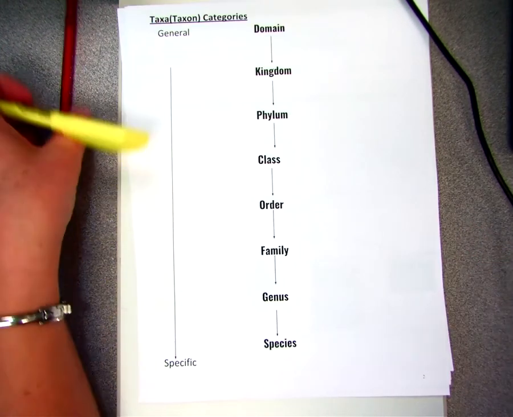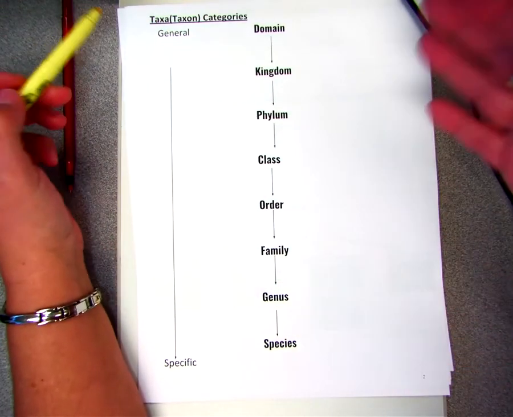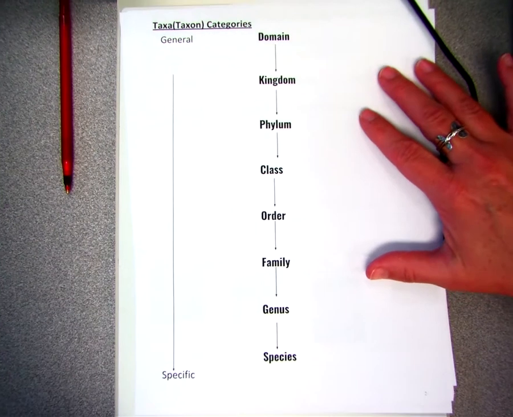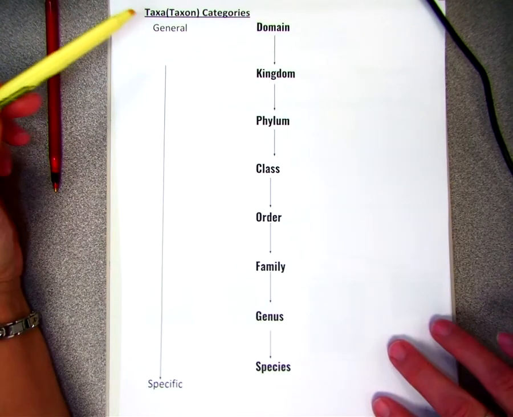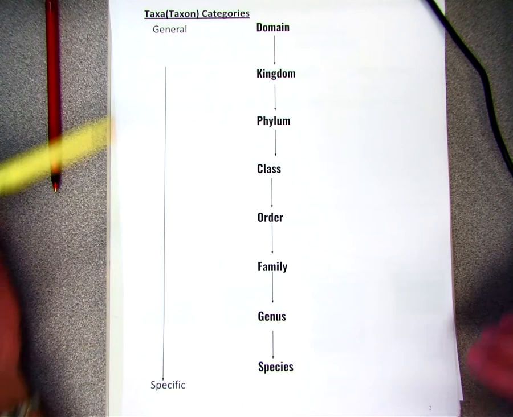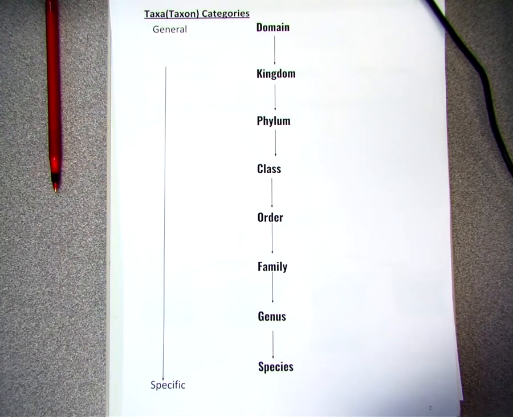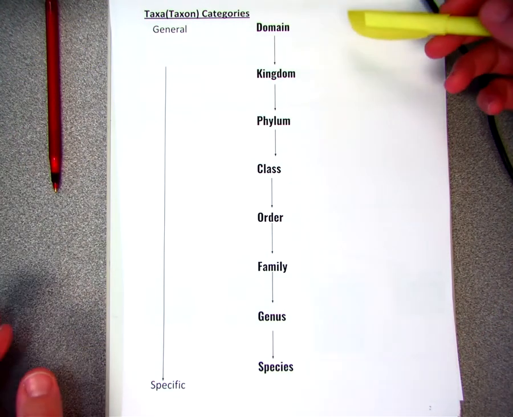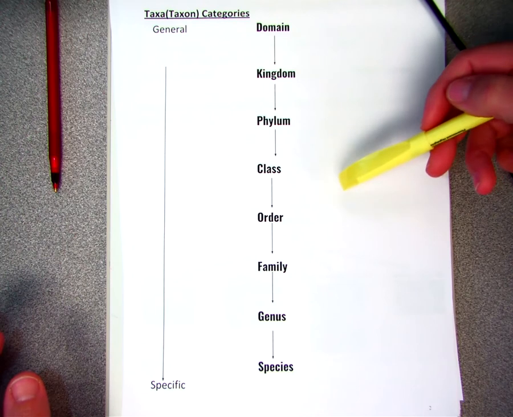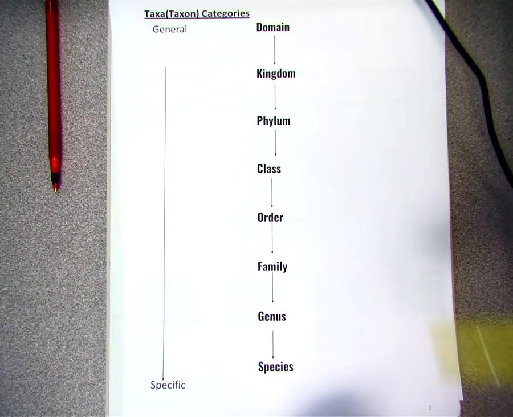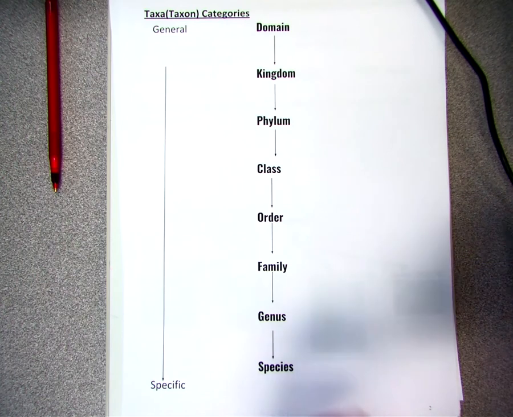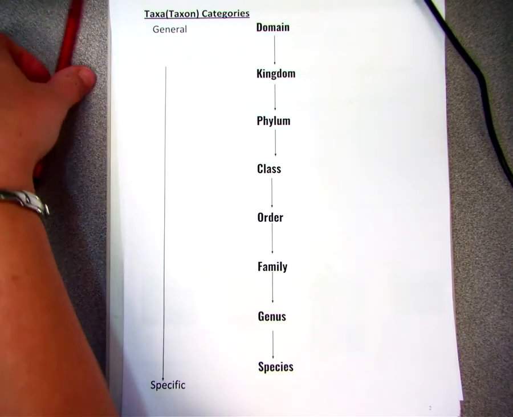His taxon were all these different categories. Each taxa had a name. Usually we use Latin words, and they go from general to specific. So you're going to have to know the taxa, the different categories: domain, kingdom, phylum, class, order, family, genus, species. You're going to want to practice saying that. Domain, kingdom, phylum, class, order, family, genus, species.